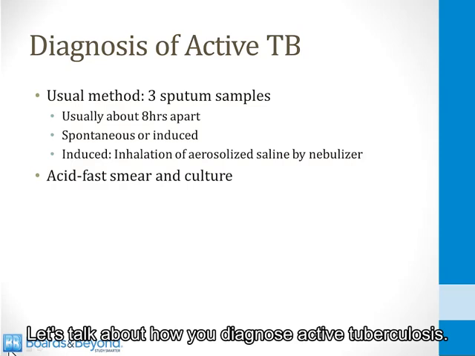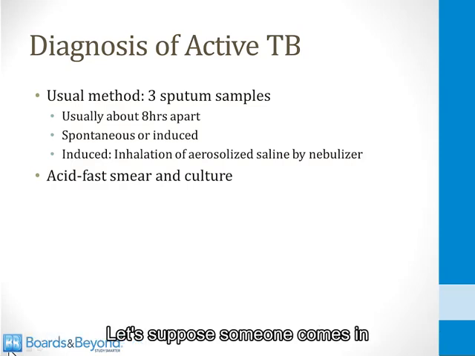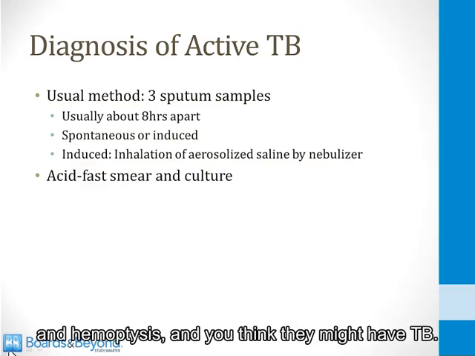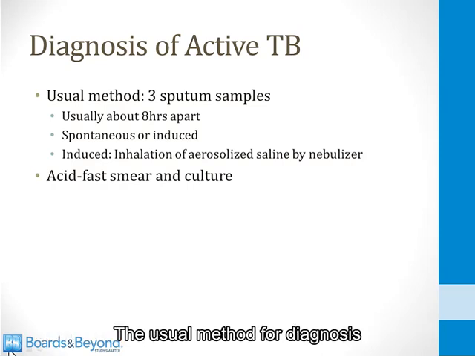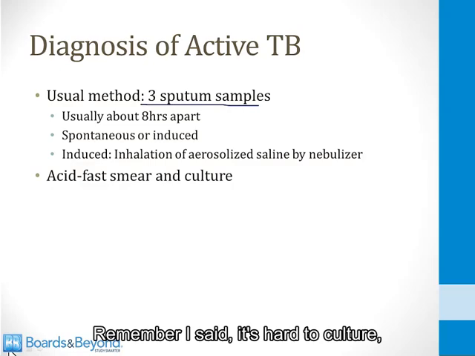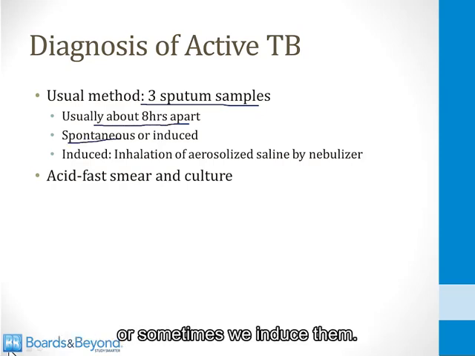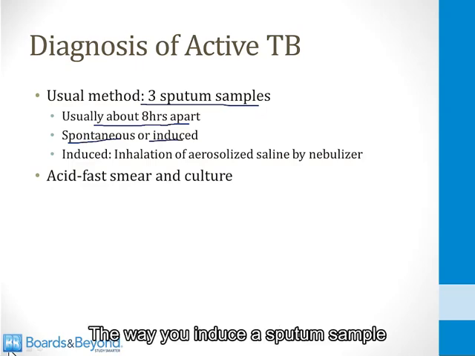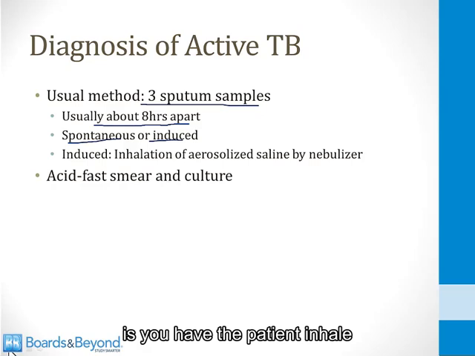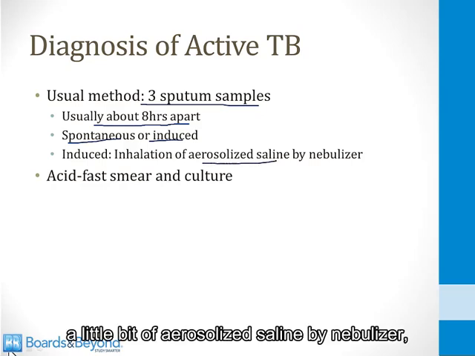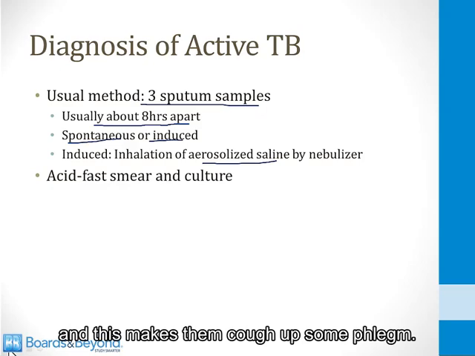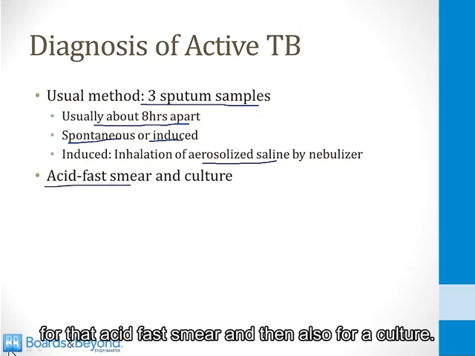Let's talk about how you diagnose active tuberculosis. So let's suppose someone comes in with an insidious onset of fever, cough, and hemoptysis, and you think they might have TB. The usual method for diagnosis is to send 3 sputum samples. Remember I said it's hard to culture, so you want more than one sample. They're usually taken about 8 hours apart, and they can be either a spontaneous sample or sometimes we induce them. And the way you induce a sputum sample is you have the patient inhale a little bit of aerosolized saline by nebulizer, and this makes them cough up some phlegm. And then you send it for that acid-fast smear and then also for a culture.